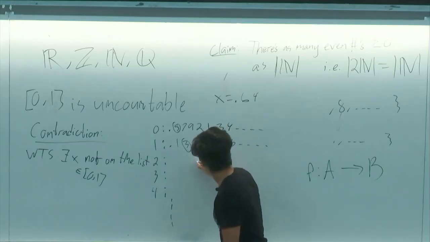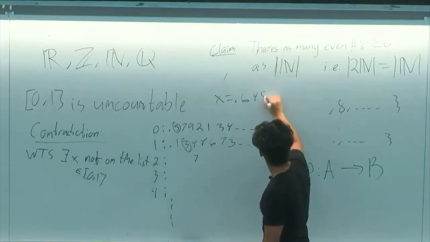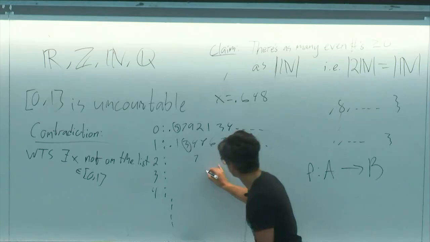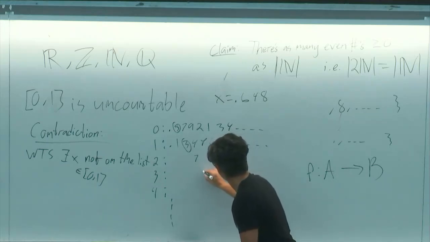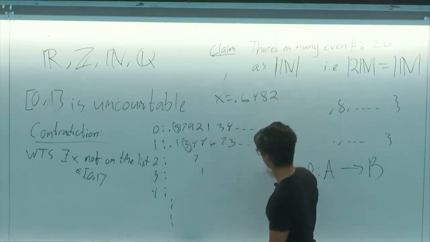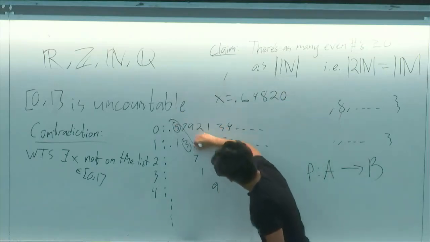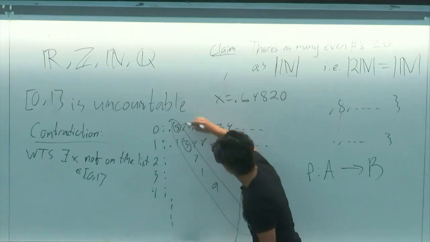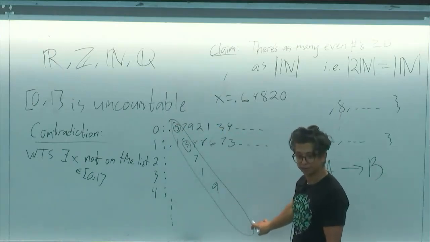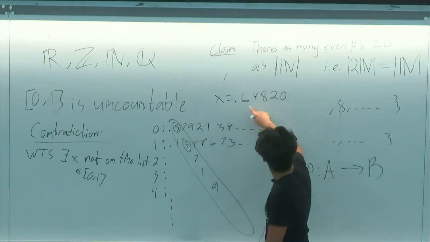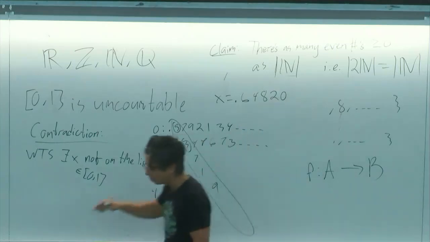And let's say there was a 7 here. I'm going to say the third element is 8. And the third right here, let's say that was 1. I'm going to say that's 2. Let's say this was 9. I'm going to say that's 0. So I'm just kind of making a diagonal here and saying, let's disagree everywhere. Let's construct an x that disagrees everywhere.